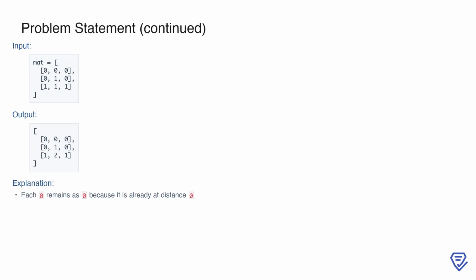The explanation for this output is that each 0 in the input stays as 0 in the output because it is already at a distance of 0 from itself. The cells with 1s, however, calculate their distances by finding the shortest path to any nearest 0.